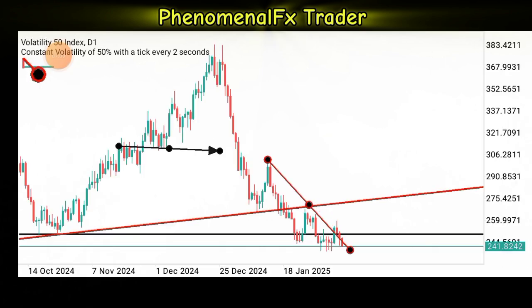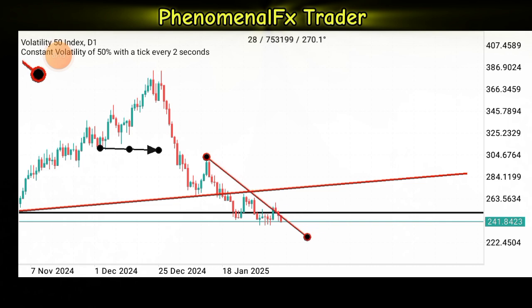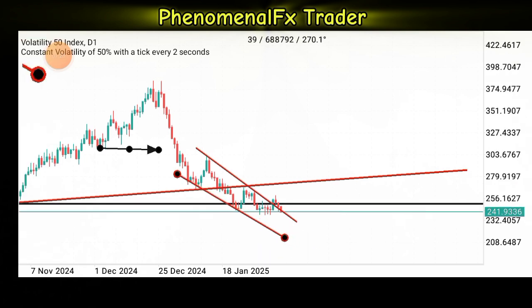If you want to join a trend line, you'll see that we'll have something like this. If you want to join a trend line with this, we'll have something like this. Then we duplicate this, put it here, and we'll be having something like this.